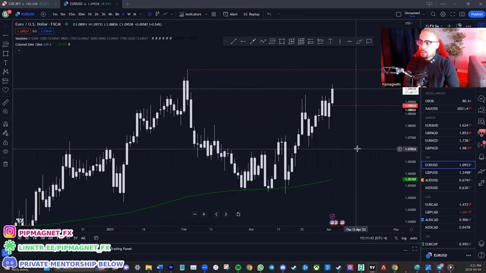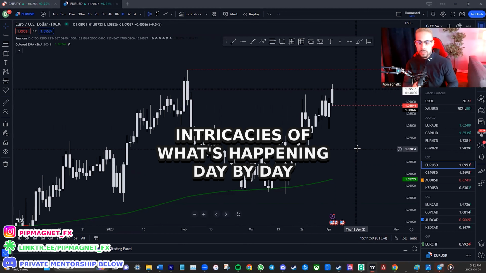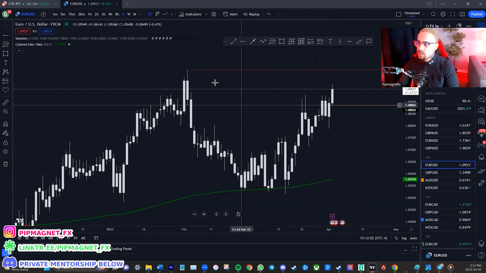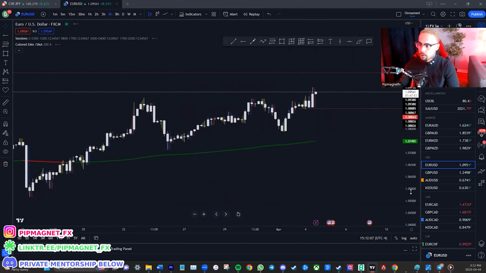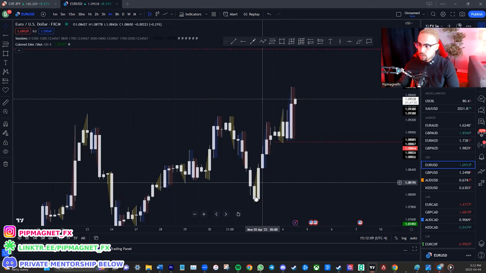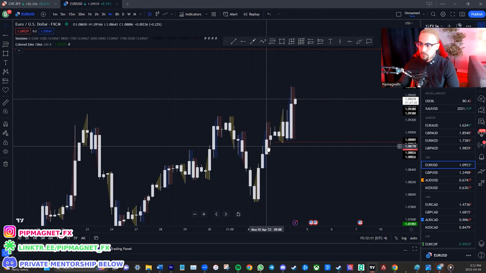The way people trade effectively and get the correct bias and trade in the correct direction is by using top-down analysis. We start from the highest time frames, the daily, the weekly, the monthly, and work our way down to the smaller time frames to see the intricacies of what's happening day by day. If we take a look at euro dollar here, we're on the daily time frame. If we drop to the 4 hour, we get more information. Every candle that forms represents a 4 hour time period and what change in price has occurred.